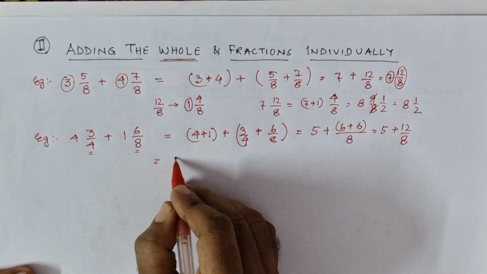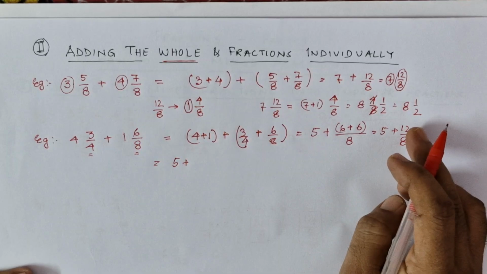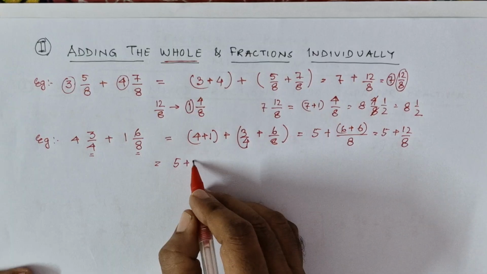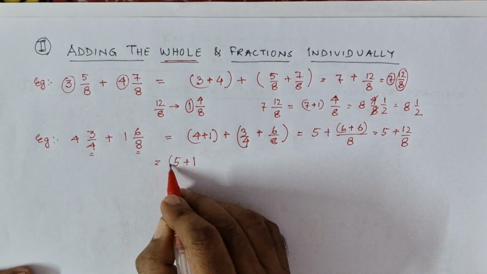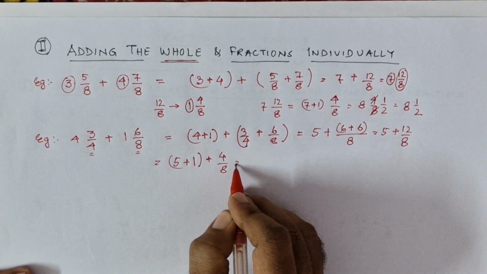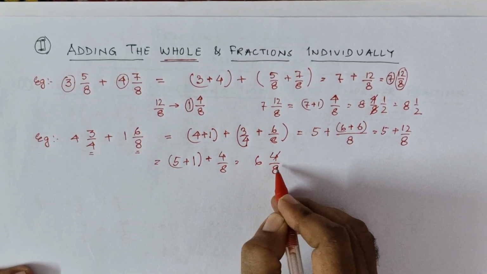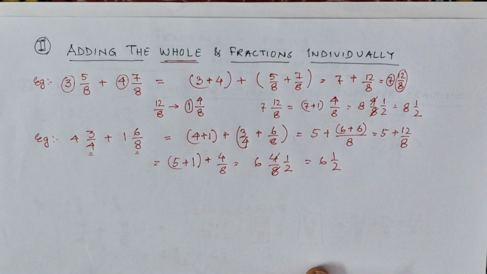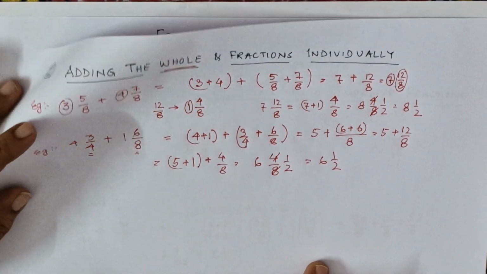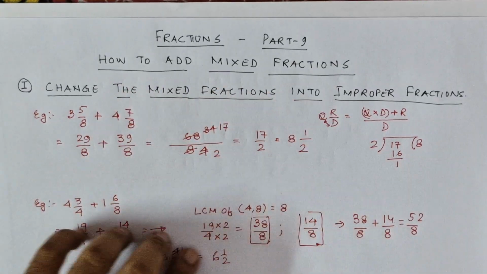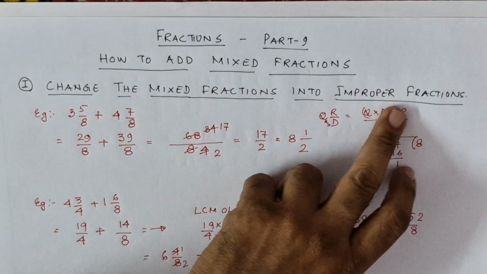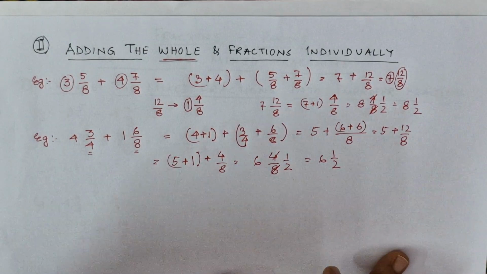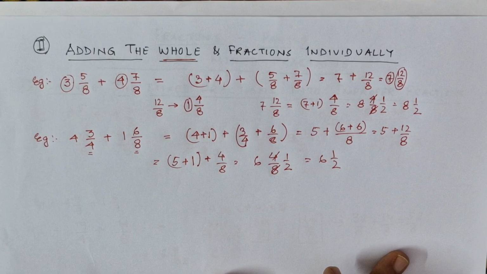Simple. Now 5 plus 12 by 8. See, what does 12 by 8 mean? We have just learned 12 by 8 is 1 4 by 8, right? So I need to add 1 with 5, and 4 by 8. So 6 4 by 8. Let's simplify this. So it becomes 6.5. Got it? So these are the two ways that we can solve how to add mixed fractions. The first one is changing the mixed fractions into improper fractions, and the second one is adding the whole and the fractions individually. Whatever is best suited for you, you can apply.